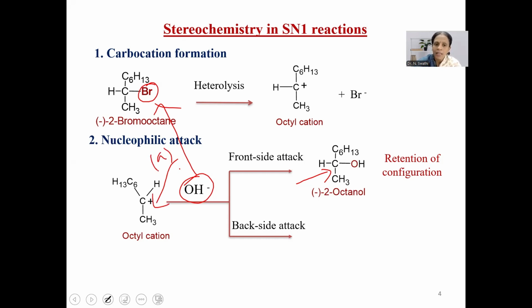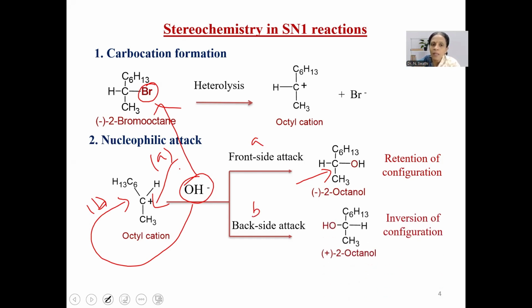On the other hand, the OH minus group, that is the nucleophile, can attack from the back side also, like in an SN2 reaction. In that back side attack, the OH group will not attack from the front side where bromine is present. Instead, it will attack the alkyl halide from a face or side exactly 180 degrees away from the bromide. In that case, when OH minus attacks from the back side, the hydrogen comes this side, the hexyl group arranges on the top side, and the OH group takes the back position.